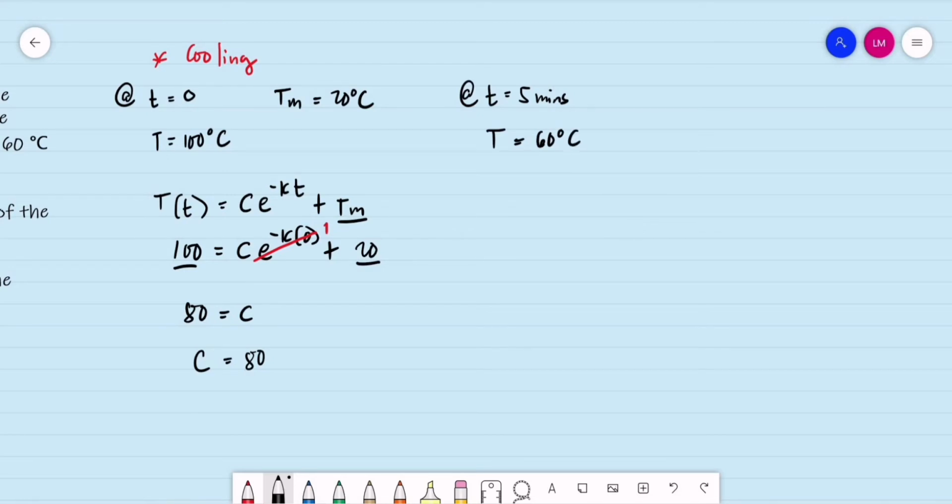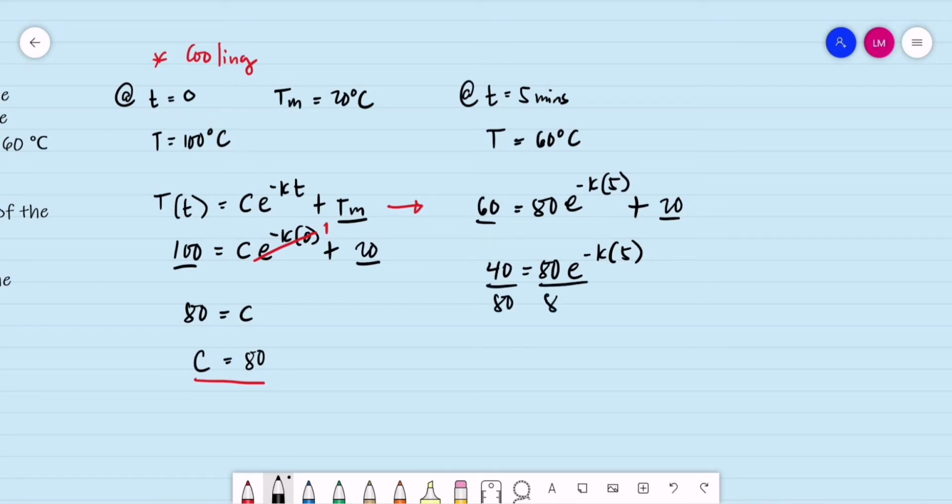Since we now have the value of the constant C, which is 80, we substitute into our initial working equation. So 60 is equal to 80 times e raised to negative k multiplied by the time, which is now 5 minutes, plus our room temperature, which is constant, 20 degrees Celsius. So 60 less 20 is 40, equal to 80 times e raised to negative k times 5. Dividing both sides of the equation by 80, 40 over 80, simply 1/2, is equal to e raised to negative 5k.